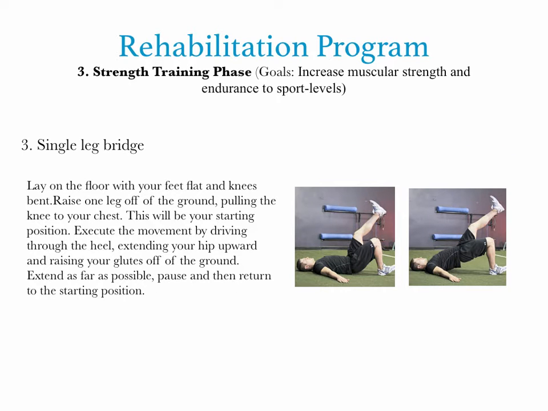For the third exercise, I have a single leg bridge. Lay on the floor with your feet flat and knees bent. Raise one leg off of the ground, pulling the knee to your chest. This will be a starting position. Execute the movement by driving through the heel, extending your hip upward, and raising your glutes off of the ground. Extend as far as possible, pause, and then return to the starting position.